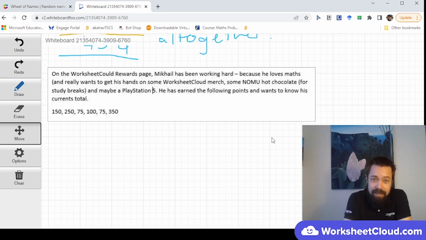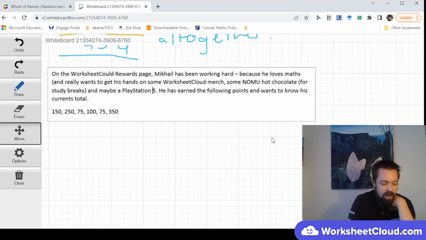Okay, so Mikhail, back to the maths. So he's earned the following points and wants to know his current total. So first of all, Mikhail does exist and has lots of points on Worksheet Cloud, but he can't actually win because he works for them as well. He's just testing things out for you guys. Okay, so I also don't know if these are actual amounts you can earn on Worksheet Cloud because, like I said, they won't let me enter, so I haven't even been allowed to look. Okay, but let's do this one, the maths of it anyway.